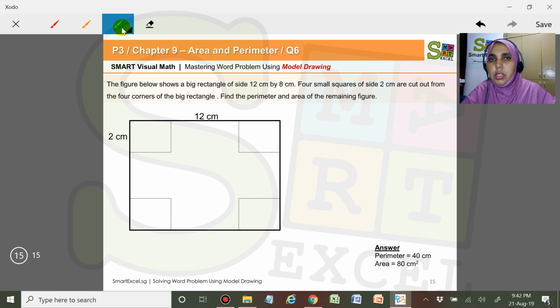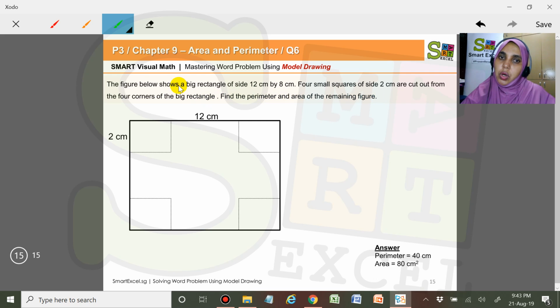Alright, for this tutorial, we're going to do P3, Chapter 9, Area and Perimeter, Question 6. The figure below shows a big rectangle of size 12 by 8 cm. Four small squares of size 2 cm are cut out from the four corners of the big rectangle. Find the perimeter and area of the remaining figure.